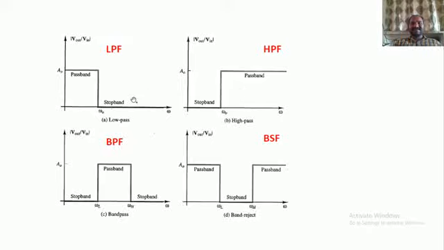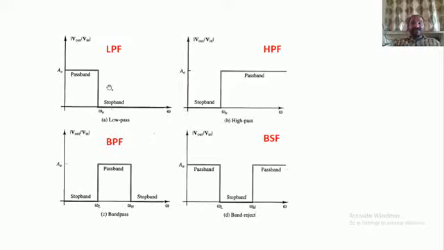Now theoretically we are expecting that the low pass filter graph should be like this, high pass filter graph should be like this, band pass filter graph should be like this, band stop filter graph should be like this. Now we assume like that. Actually it is not an assumption, it is the response of a particular filter, the theoretical response. Now we will see the practical scenario also.